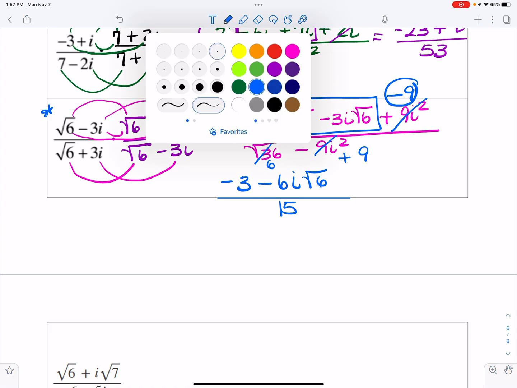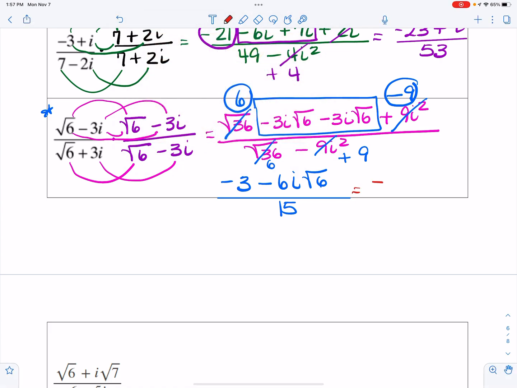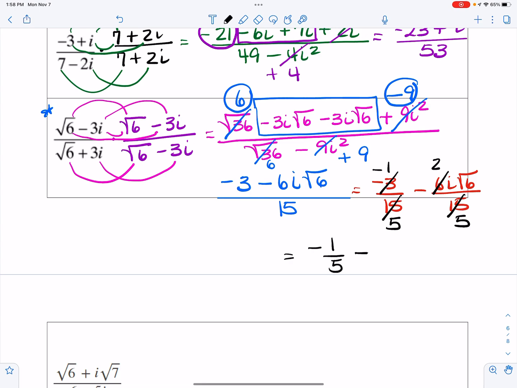And so now this one I do want to separate because I can reduce this. And so I'm going to write it out, and then I'm going to simplify. 3 goes into that, 3 goes into that. 3 goes into 6, and 3 goes into 15. So my final answer is negative 1/5 minus 2i radical 6 over 5.